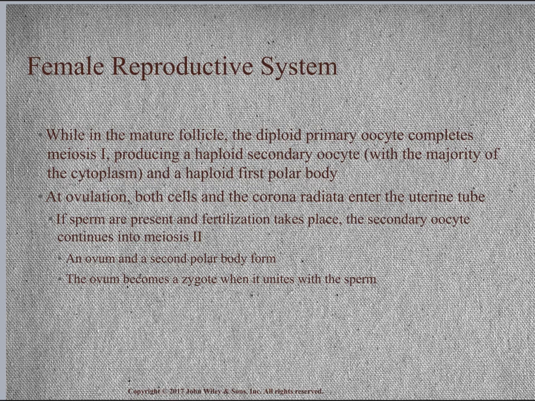If sperm are present and fertilization takes place, the secondary oocyte continues into meiosis 2. So that's an important step, that we realize that meiosis 2 is not completed until fertilization occurs. An ovum and a second polar body form. As you recall, that second polar body will be degenerated and phagocytized. The ovum becomes a zygote when it unites with the sperm.